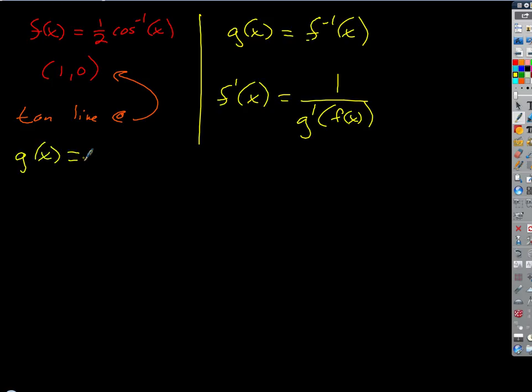G of x we know, that's just going to be the cosine of 2x. If I find the inverse of this, if I set that equal to x and make that a y and I solve for y, I would just multiply each side by 2, so I get arc cosine y equals 2x, so y equals cosine 2x. Everybody agree? Okay.